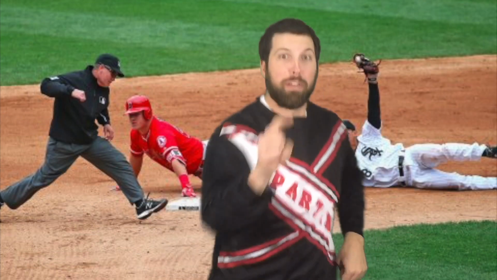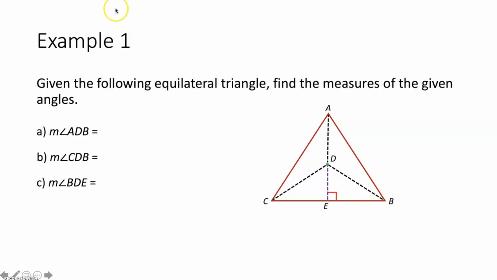Example time. Example 1 says, given the following equilateral triangle, find the measures of the given angles. First, we're going to find the measure of angle ADB. Angle ADB would be a central angle of this equilateral triangle, ABC, because it's an angle formed by the center of your polygon and the endpoints of one side.